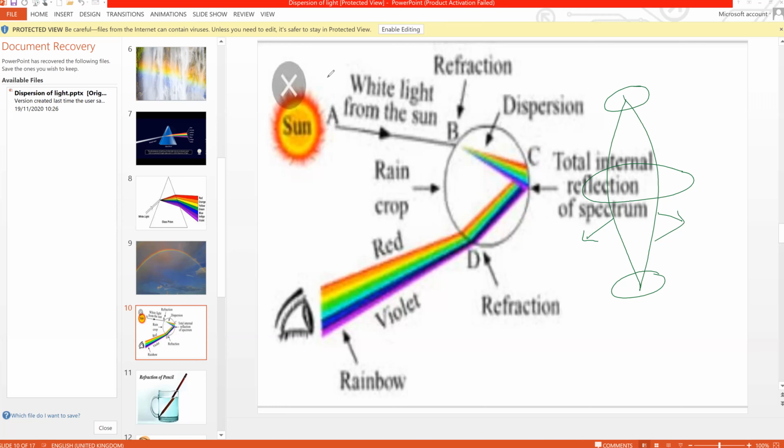Lenses are classified into two types: convex lens and concave lens. One is the convex lens and the second one is the concave lens. First, the convex lens. A convex lens has at least one surface that curves outward.